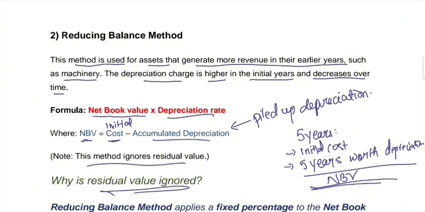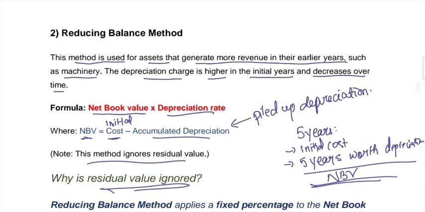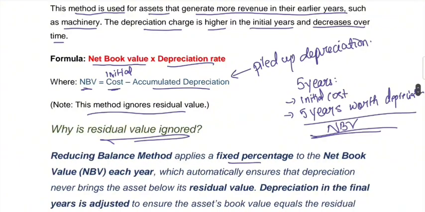Then why is residual value ignored in reducing balance method? Reducing balance method applies a fixed percentage to the net book value each year. This basically means that whatever the net book value will be, you will apply the depreciation rate. It could be 10%, 20%, or 30%. You will apply it to the net book value, whatever it will be. And then once you apply the percentage, put that into your calculator, and whatever you get is going to be your depreciation charge for that particular year.